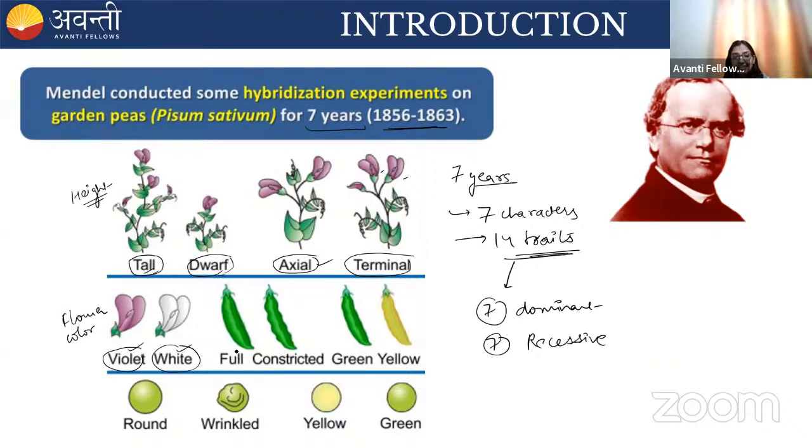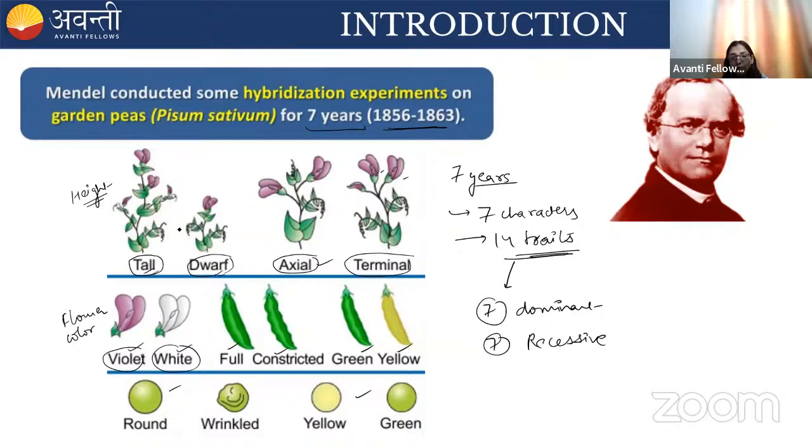The fourth character he has taken is the shape of the pod, full or constricted. Fifth character he has taken is the color of the pod, green or yellow. Sixth character he has taken is the shape of the seed, round or wrinkled. So round and wrinkled are the traits. Seventh character is the color of the seed, yellow and green.